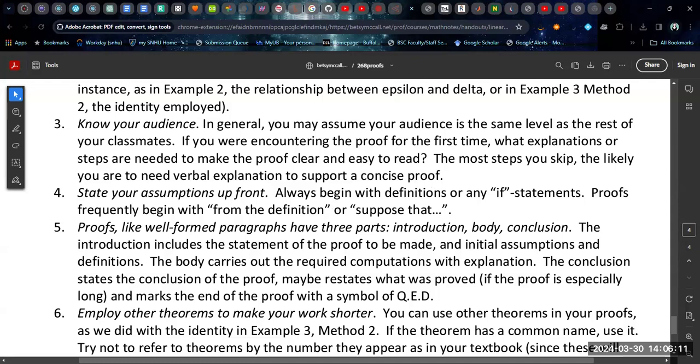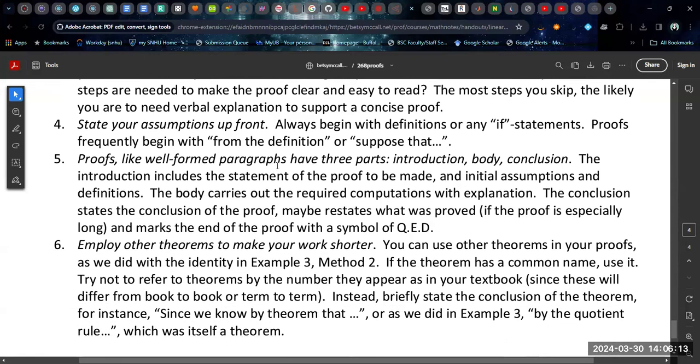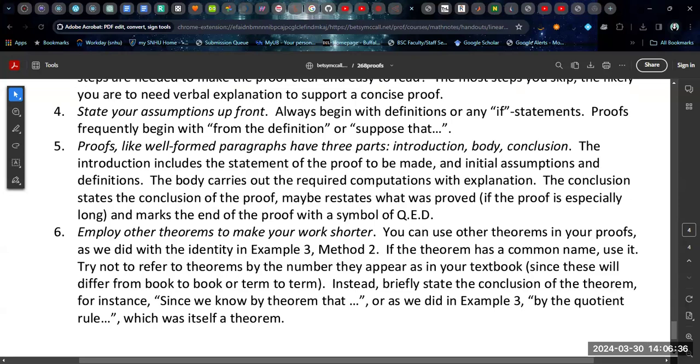Anytime you begin a proof, you should begin by stating your assumptions. If the statement that you're trying to prove has any if statements, you need to start with them. So, suppose that, blah, blah, blah. Or proofs frequently begin with, from the definition, blah, blah, blah. Proofs, like well-formed paragraphs, have three parts. They have an introduction, a body, and a conclusion.